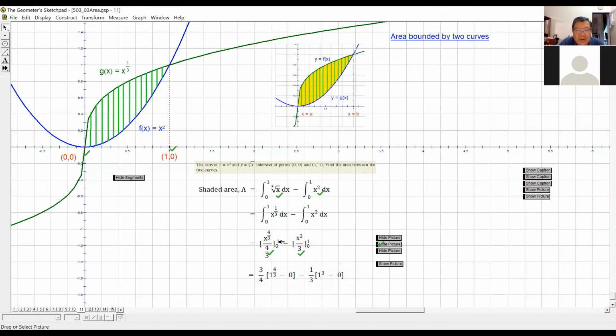Now when you substitute 1 inside, 1 to the power of 4/3 is still 1, right? When you substitute 0 inside, you get 0. Over here, the 3 at the bottom you can put outside and it becomes 1/3. Then you substitute 1 inside, 1 cubed is 1, right? Substituting 0 gives 0. So what is the final answer?